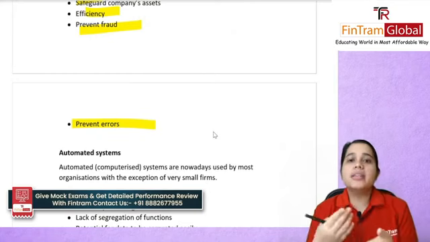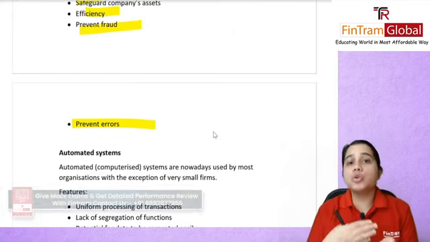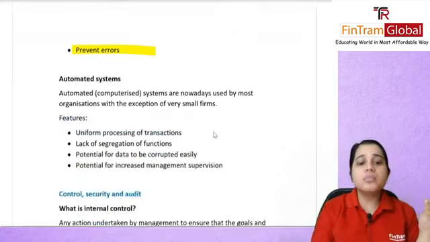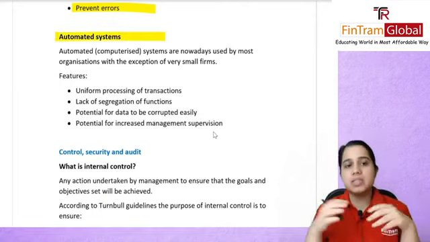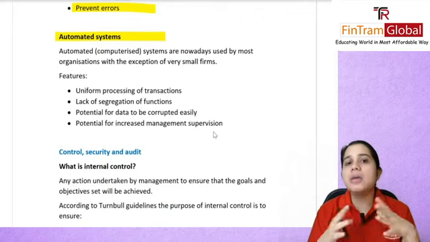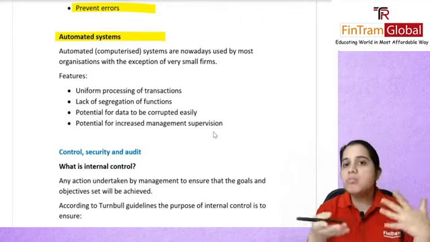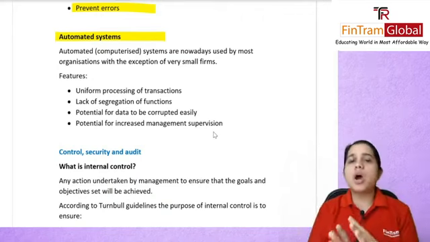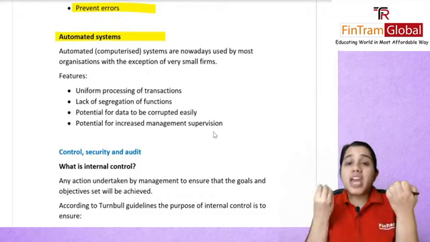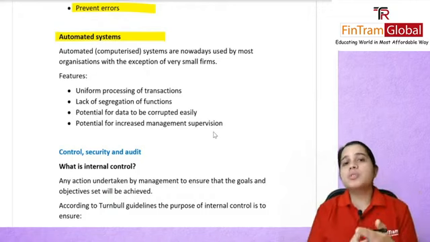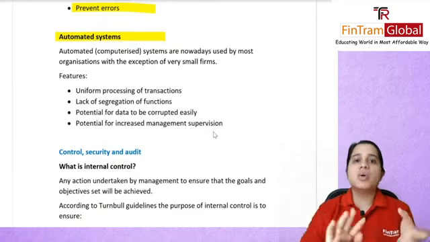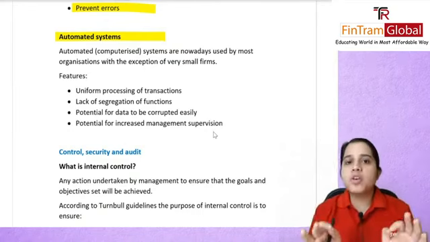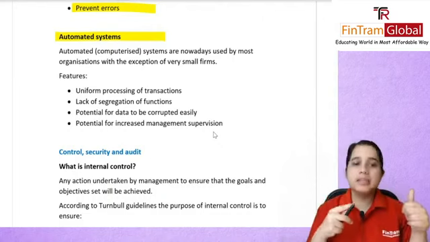Sometimes it could be that they are doing it unintentionally, but you of course want to prevent that from happening too. Then we talked about automated systems. Now your automated systems are basically something which most of your organizations nowadays use. Nowadays, very few or absolutely small organizations would be probably using a manual system. Even they will have at least one computer to work on.